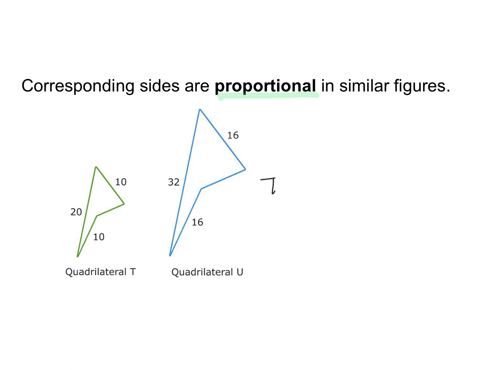So if we're comparing quadrilateral T and quadrilateral U, comparing those sides, if we have side 20 on quadrilateral T, that corresponds with side 32 in quadrilateral U, and then side that is 10 in T corresponds with the one that is 16 in quadrilateral U. And we can see that these are equivalent ratios. That means that the side lengths are proportional and that we have two similar figures.